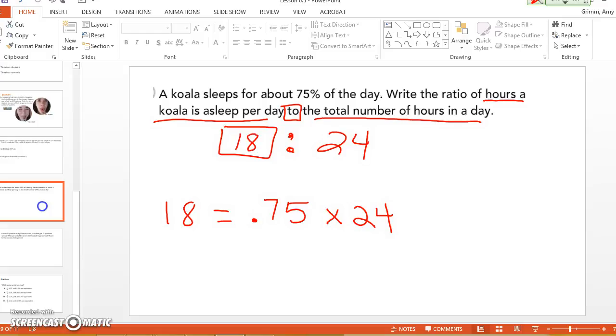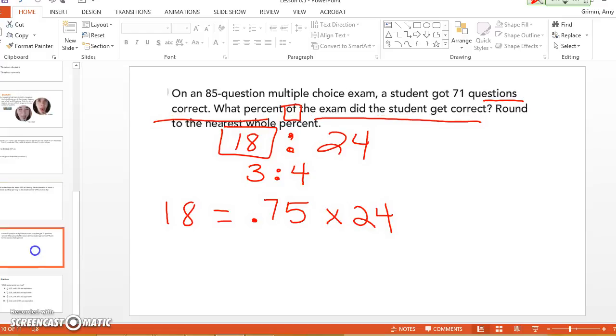Could I reduce that? Yes. What goes into 18 to 24? 6 goes into both, right? So 18 divided by 6 is 3. 24 divided by 6 is 4. 3 to 4. Which 3 over 4 is the same as 75%. See how it all goes together. All right, last one I want to look at.